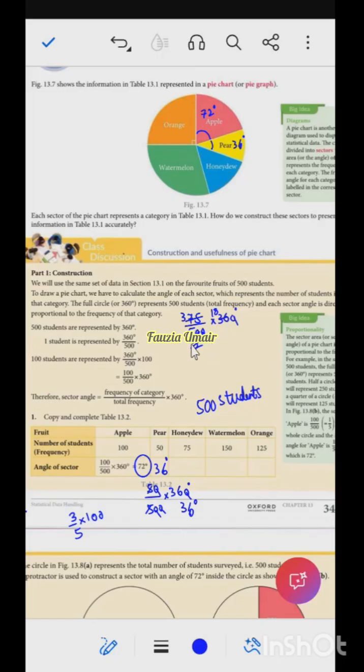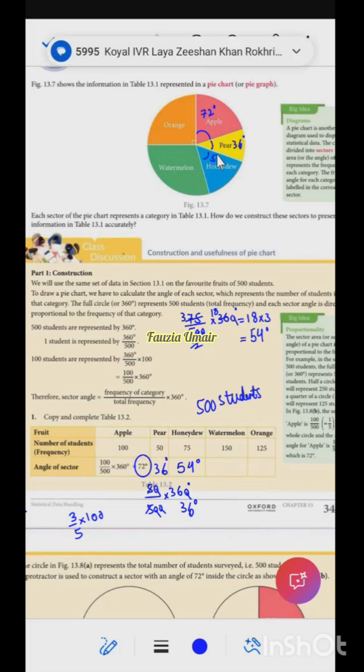So in the denominator, there is nothing left. In the numerator, 18 and 3 are left. So we can just multiply 18 with 3. So what is 18 3s? 54, right? So the number of students who like honeydew is making 54 degree. So this is 54 degree, right? So same is the case with watermelon.